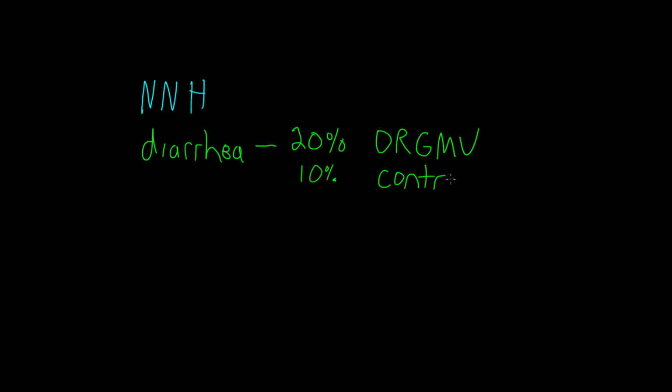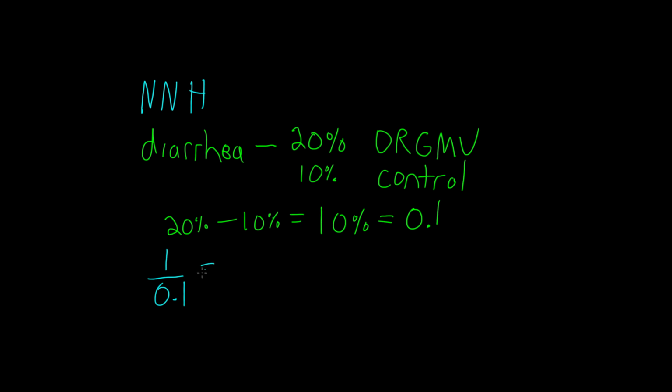And so what we can do is use this information. We can take 20% minus 10%, and that gives us a 10% absolute risk reduction. And that's actually a 10% increase in the side effect. So we're going to be talking about number needed to harm. Now realize that 10% is 0.1 as a proportion. So we'll take the reciprocal of that, and 1 divided by 0.1 is equal to 10, and that's our number needed to harm.